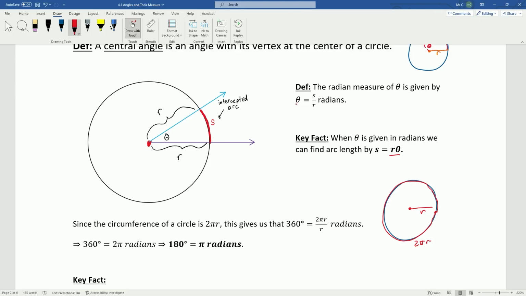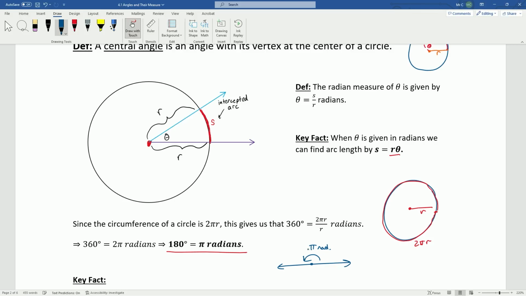That's theta in radians, 2 pi r divided by r by definition. And 360 degrees is also how we define a full circle. So r over r cancels. That gives us 2 pi radians equals 360 degrees. And so that means 180 degrees is the same thing as pi radians. In other words, pi is the straight angle. When I draw a straight angle, that is pi radians.